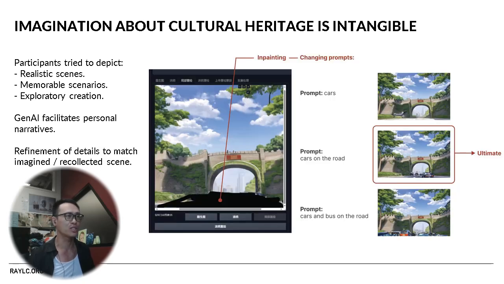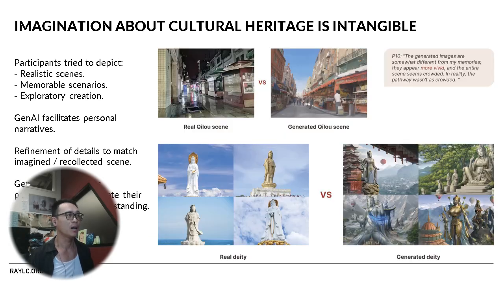There are also some interesting findings for this idea. For example, there's some refinement of details that they do with the generative AI outcomes. For example, how they put the cars there, and sometimes the cars are too much, so then they remove the cars, et cetera. So they keep refining the details until it matches what they think it should be represented as. They also really give their own interpretation of these places. So for example, in this case, about the real entity and the generated entity, the generated entities don't actually look like what it physically looks like in the current time.